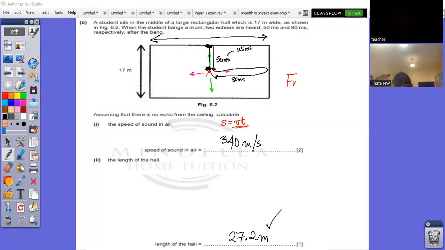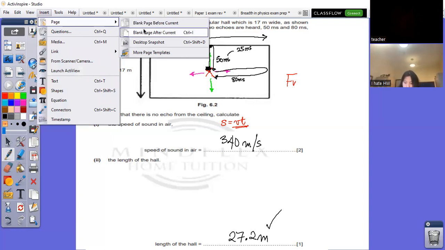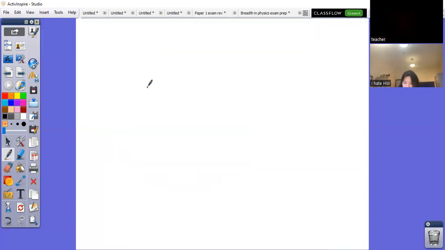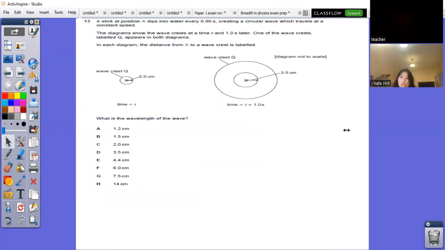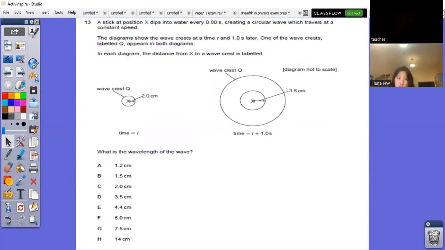All right, let me just bring this up very quickly. Can we get the whole question to fit? It's very difficult to fit all of it. All right, I've just about got it. Okay, here we go. And I'll just insert a blank page after current. Let's see if we can blow this up. Can you see this okay? Yeah. Awesome.